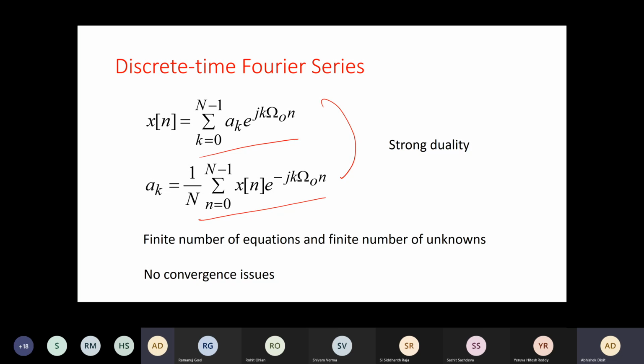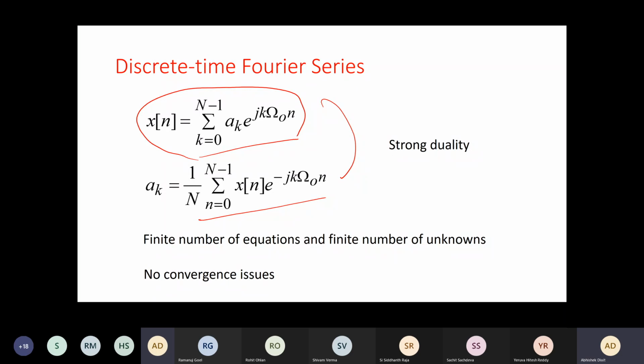Actually, we are dealing with only a finite number of equations, and there is a finite number of unknowns. So there are no convergence issues. Why? Because a finite summation is there, so everything has to converge to a certain point.